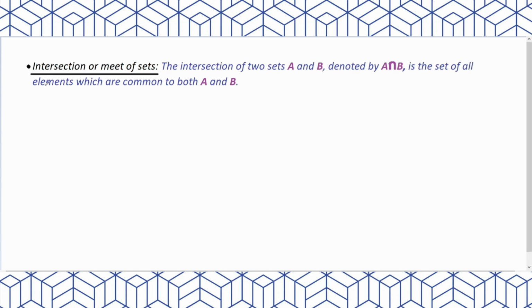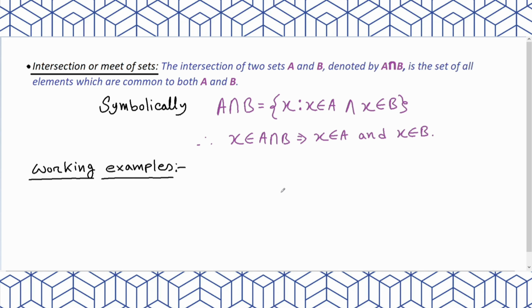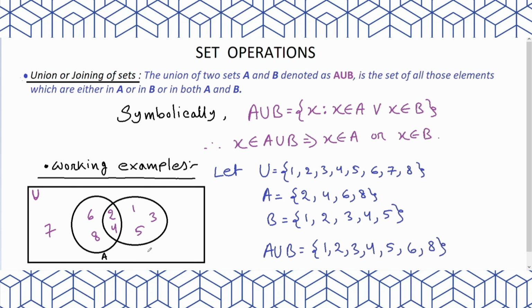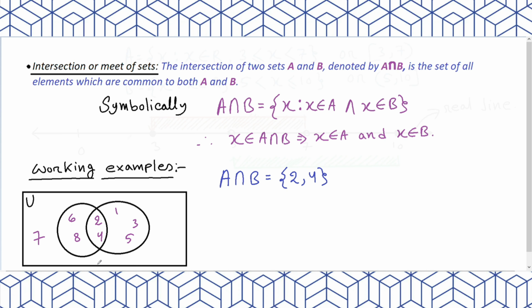Intersection, another operation on set, is the set of all elements which are common in both A and B. In the set builder form, A intersection B equals x such that x belongs to A ∧, which is the symbol of AND, x belongs to B, which means x is an element of both A and B. Now from the previously given example, A intersection B is the set of two elements 2 and 4, as 2 and 4 are common elements in both A and B.